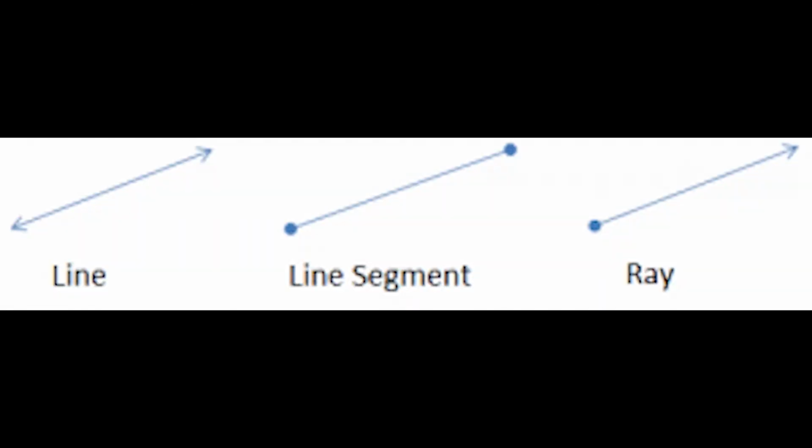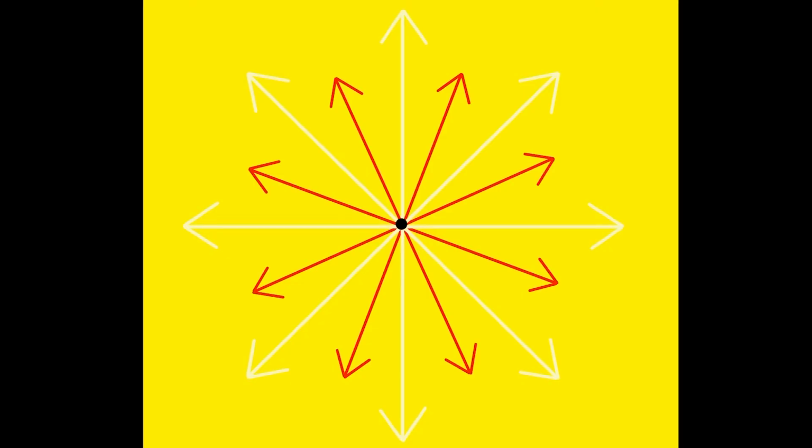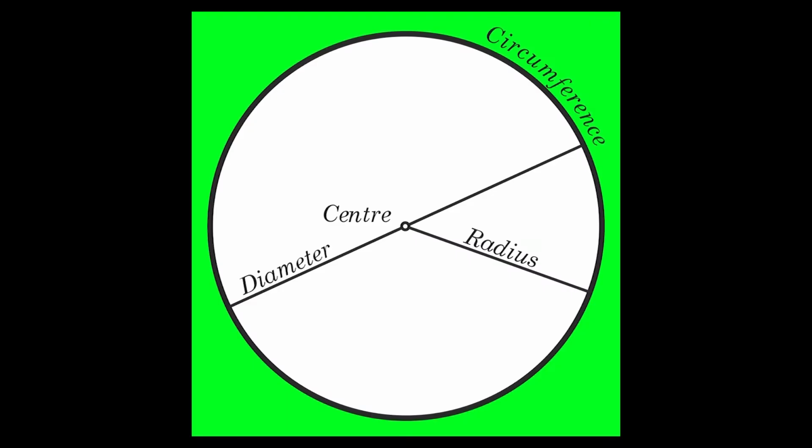Technically speaking, if a line has two ending points, it's a line segment. If it has one ending point and an arrow at the end, then it's a ray, like sun rays. The distance from one side of a circle to another, splitting it completely in half, is the diameter, and half of that is the radius. The distance around the edge of a circle is the circumference. Now, let's get to the fun part.